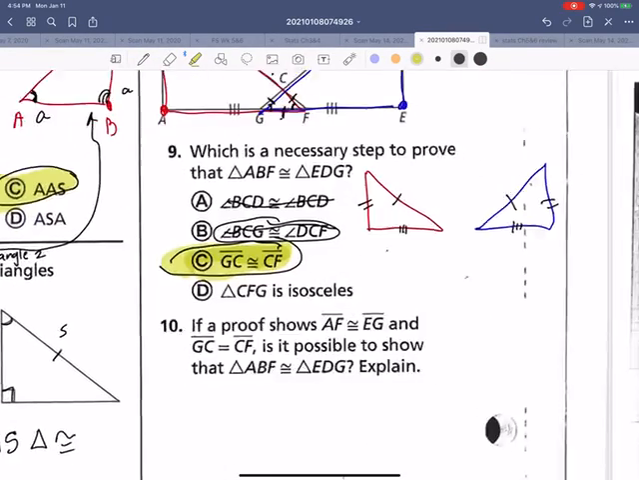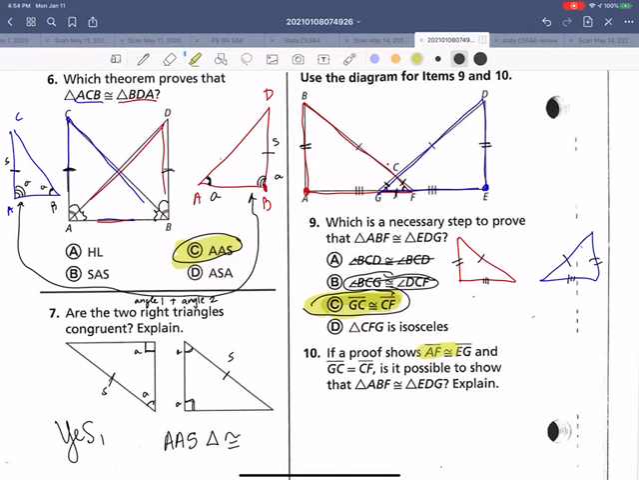Okay, for 10, if a proof shows that AF is equal to EG, so let's take a look at what they want. If the proof shows that this whole line is equal to this whole line, that's what I was talking about. And that GC, so it looks like maybe we did need that, GC is equal to CF, right? Is it possible to show that a different triangle, ABF, is congruent to EDG? Oh, so I'm going to say yes.